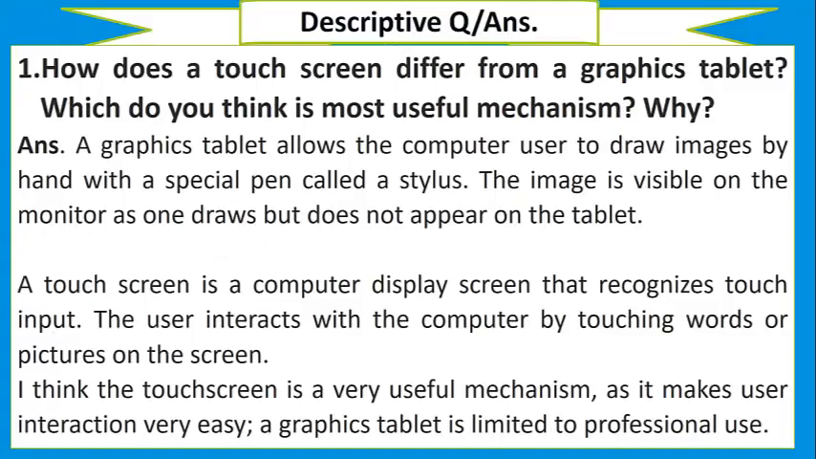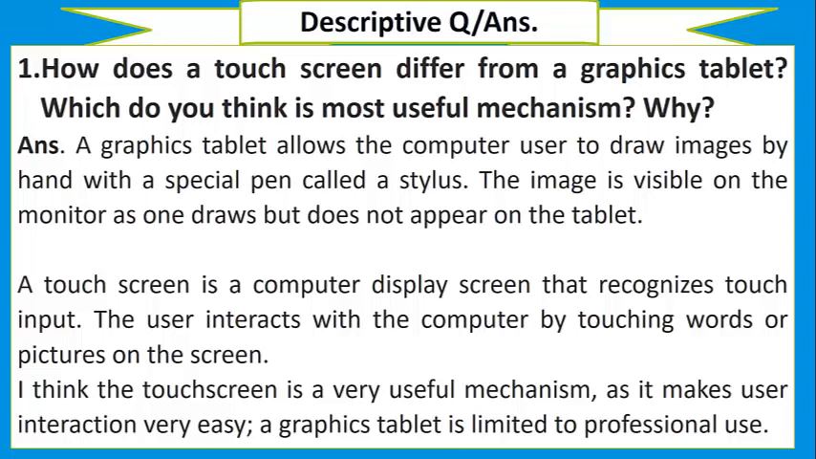Now let's talk about descriptive questions of this lesson. First descriptive question is: how does a touch screen differ from a graphics tablet? Which do you think is most useful mechanism? Why? Answer of this question is: a graphics tablet allows the computer user to draw images by hand with a special pen called a stylus. The image is visible on the monitor as one draws, but does not appear on the tablet.